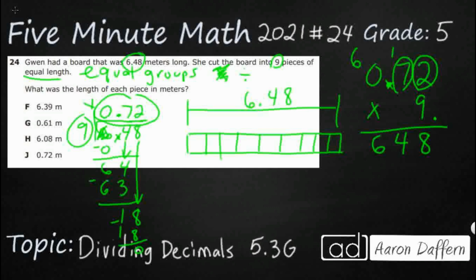And so we're going to look at 648. If there is no decimal already there, it's always at the end after our ones place. And we're going to move it in once. We're going to move it in twice. And that gets us back to our 6.48. So that's how we multiply by decimals. That 6.48 does match our dividend. That's what we started with. So that means our 72 hundredths is good to go. It's not F, G, or H. Our answer is J.